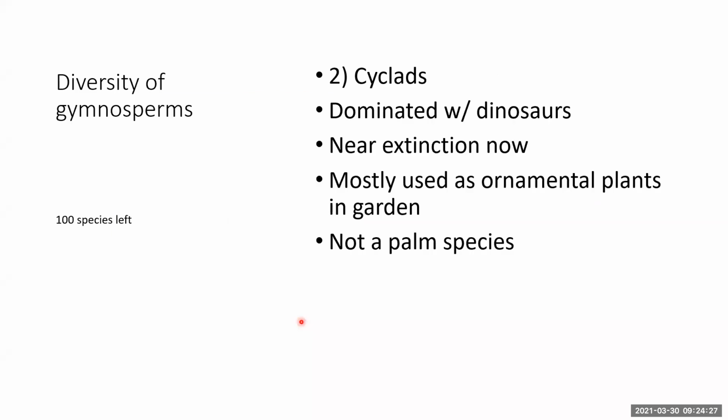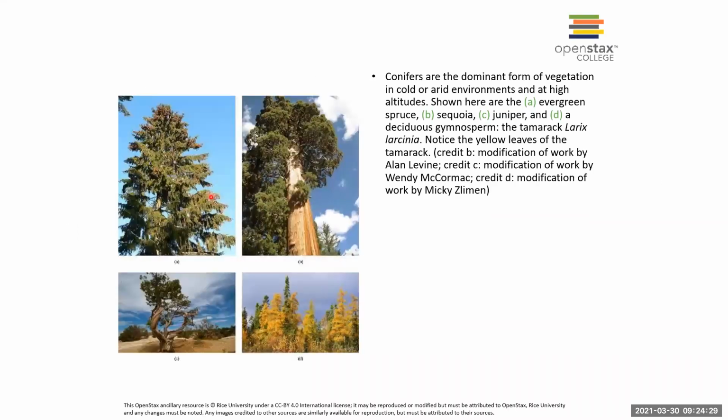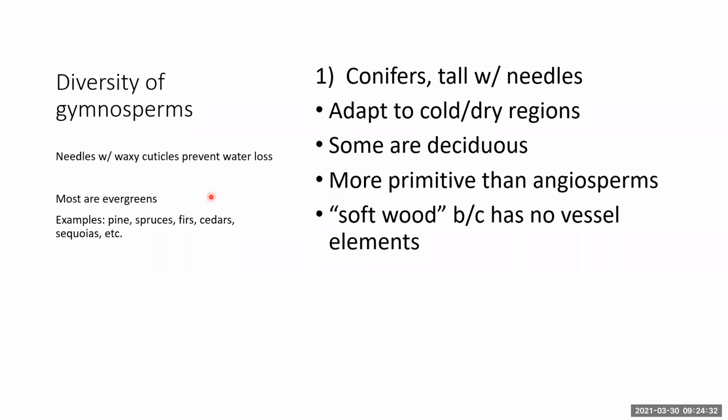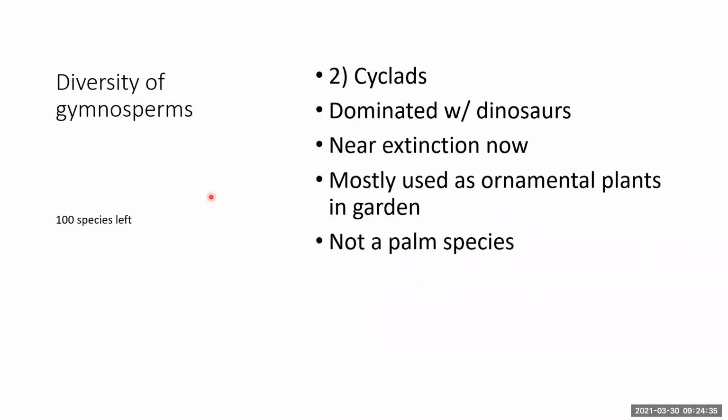So another type of gymnosperms. So we said a lot of the gymnosperms are conifers. But then there are some gymnosperm species that fall into other groupings. Another of those groupings is the cycads. These were present in high abundances, say during the Cretaceous, the Jurassic period, when the dinosaurs were around. They are near extinction now. There's not many species left. There's only about 100 species left.